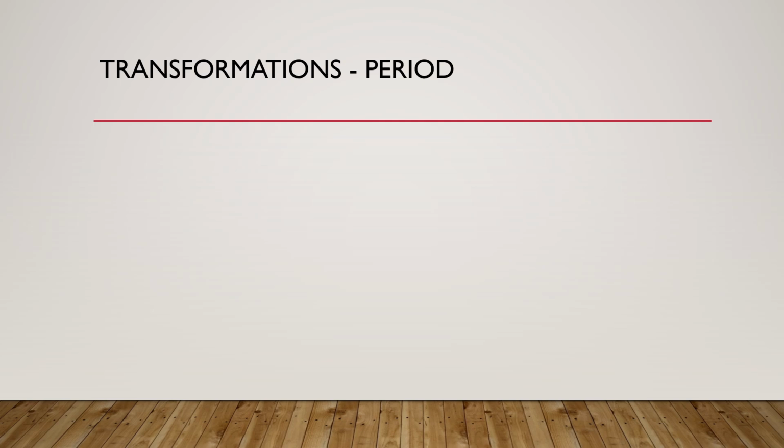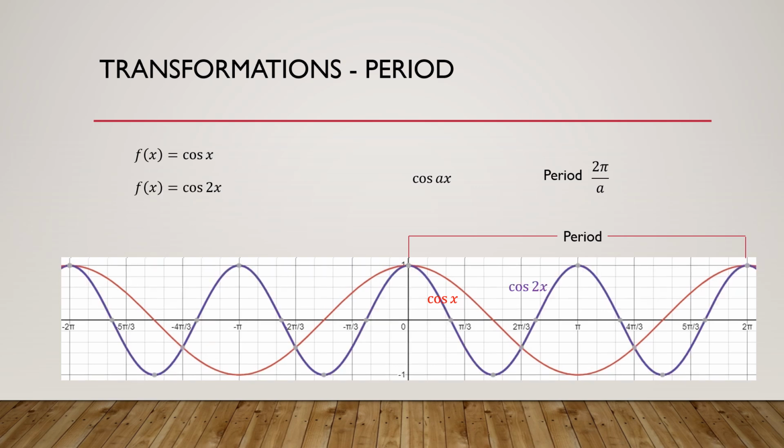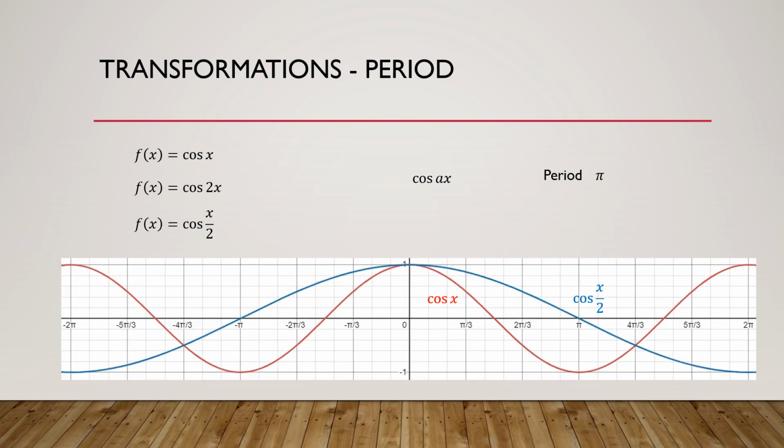Next, we will evaluate the period of the trigonometric functions. We again start with the graph of cosine x. This function has a period of 2 pi. If we change the function using the transformation cosine ax, the period can be calculated as 2 pi over a. For this example, we'll use cosine 2x. Note the graph compresses to a period of 2 pi over 2, or pi. Conversely, if we change the function to cosine x over 2, the graph expands to a period of 4 pi.